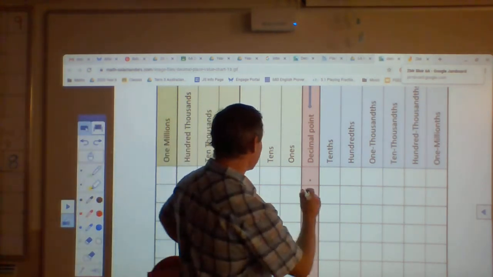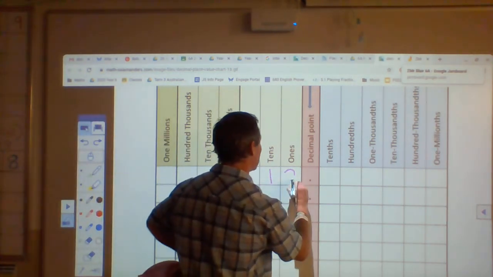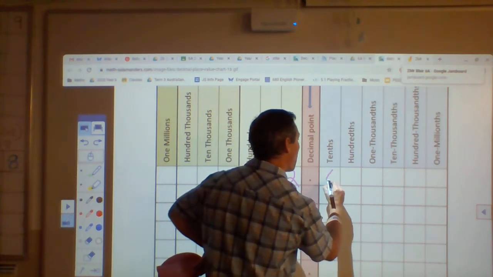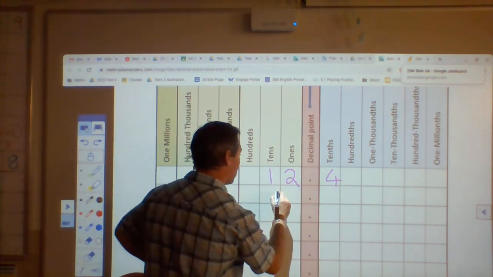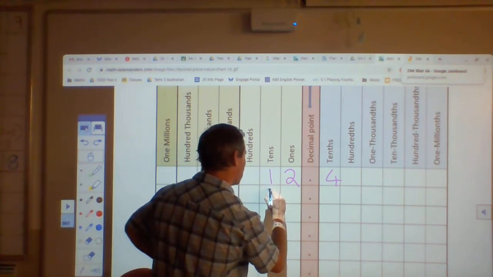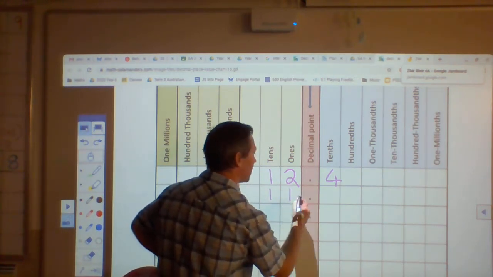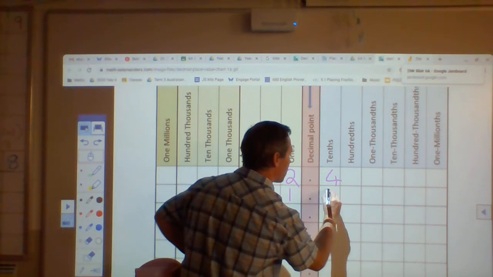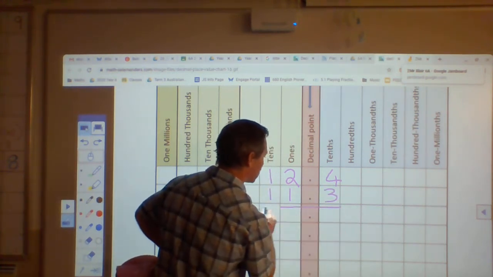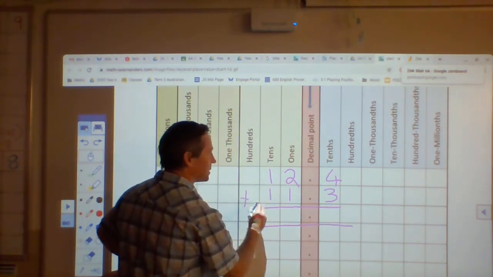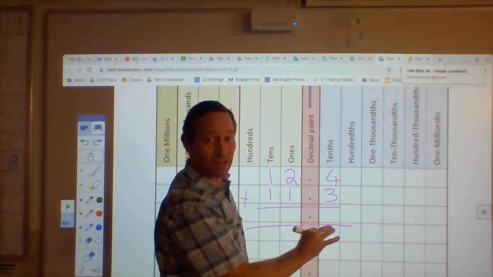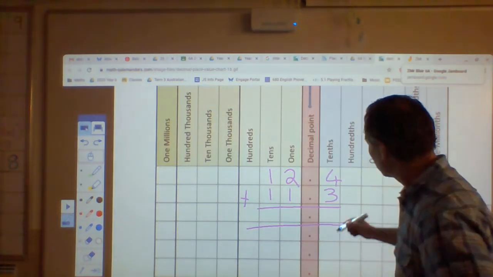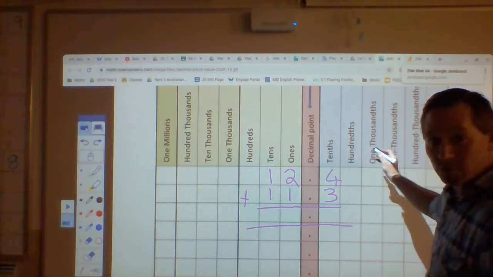Let's do a little bit of adding. So if I had 12.4, or 12 and 4/10, I add 11 and 3/10. I'll just add this together. As long as I've got the decimal point straight underneath, I shouldn't be able to go too far wrong. Start with the tenths, furthest on the right.